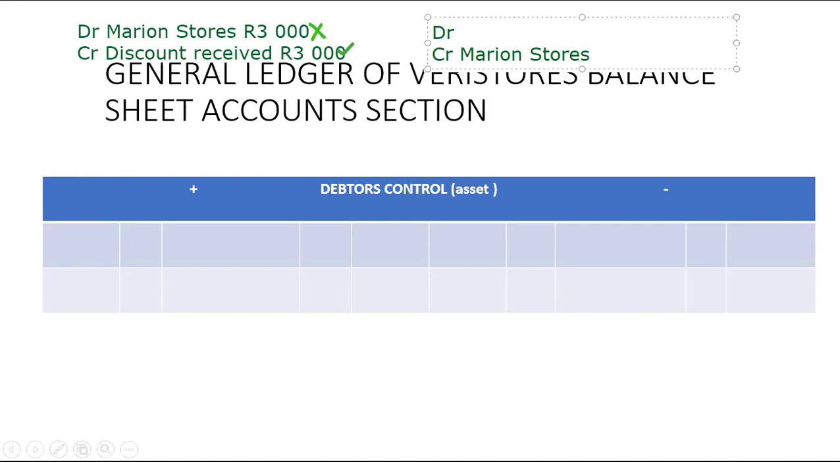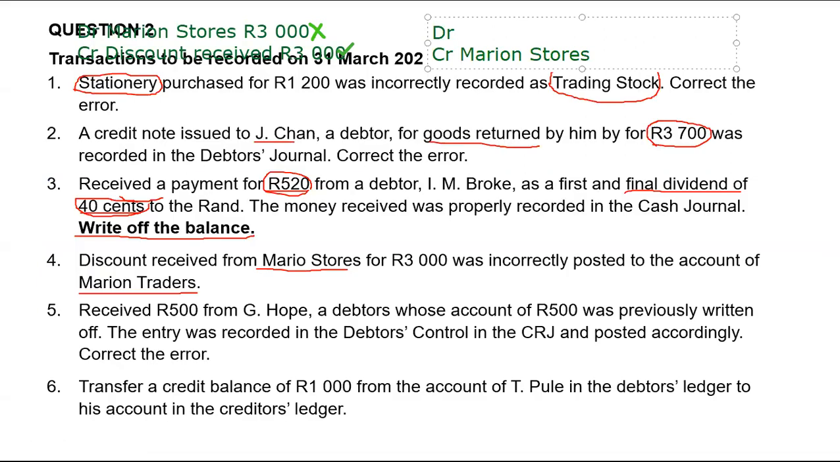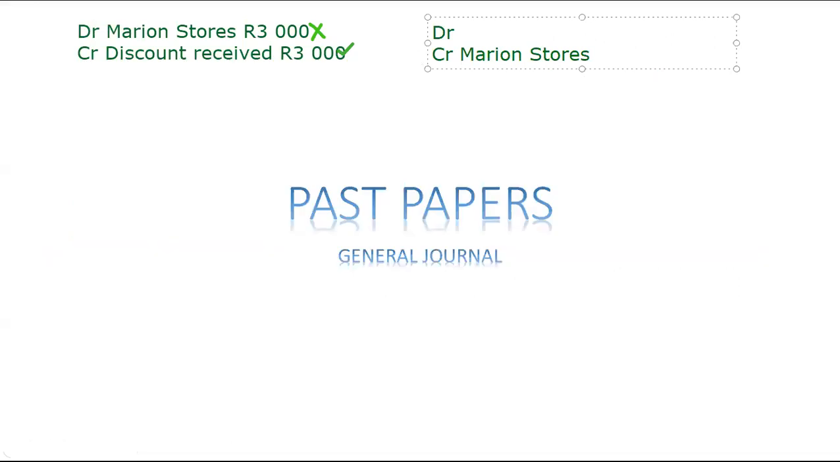It's Marion Stores and... well, it's Marion Traders. Oh, it's Marion Traders and Marion Stores. So we're supposed to credit Marion Traders and debit Marion Stores. Okay.